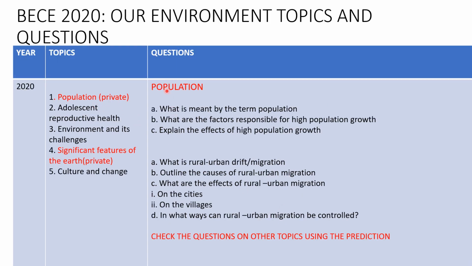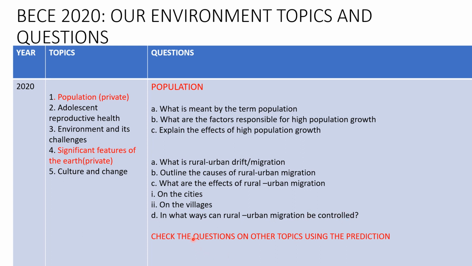Then let's look at population. The questions on population are: what is meant by the term population? What are the factors responsible for high population growth? Explain the effect of high population growth. They can also ask a question like, what is meant by rapid population growth? Then rural-urban drift was set in the private BECE, but they can still repeat some aspect of it. So these are the questions: what is rural-urban drift or migration? Outline the causes of rural-urban drift or migration. What are the effects of rural-urban migration on the city and the village? In what ways can rural-urban migration be controlled?